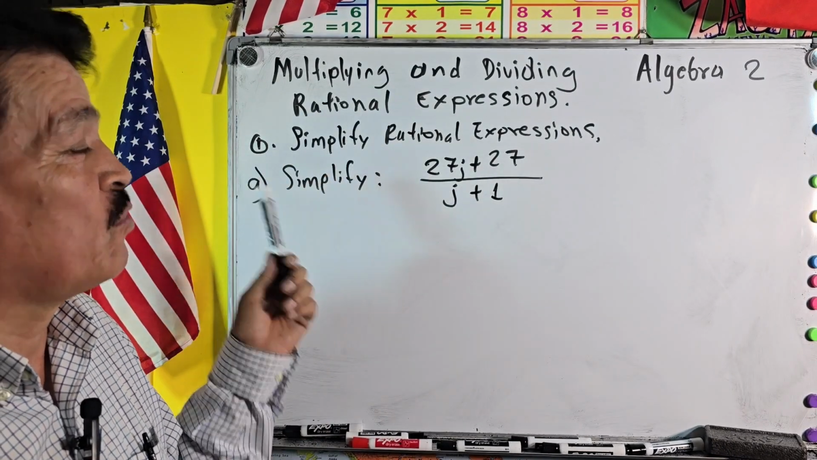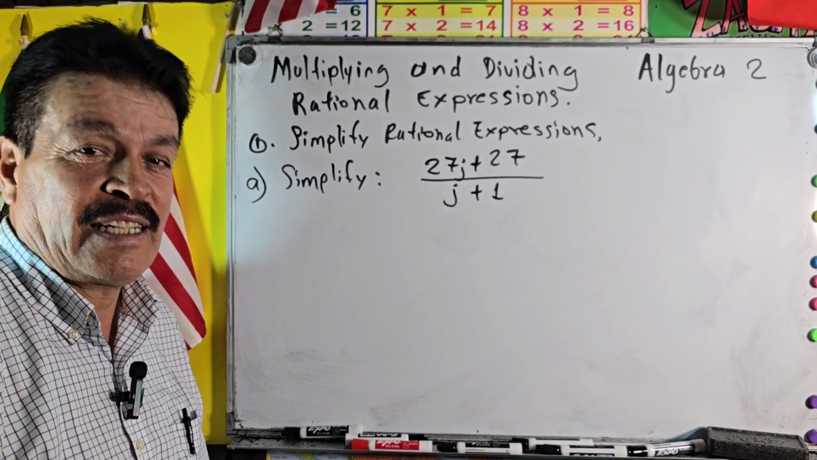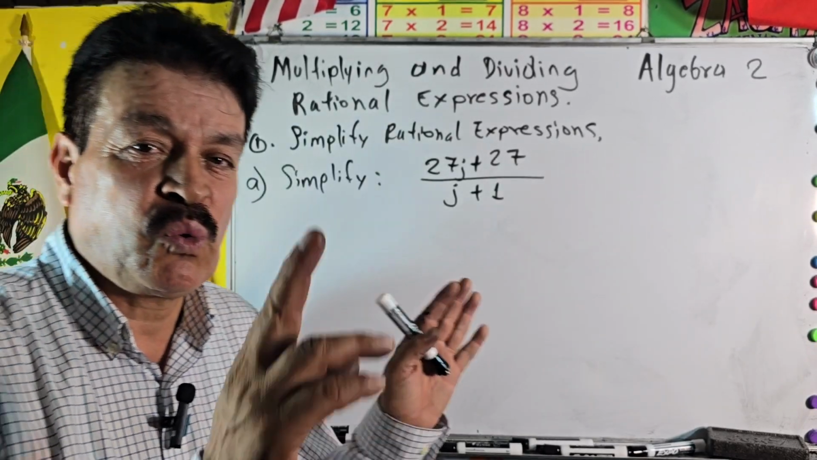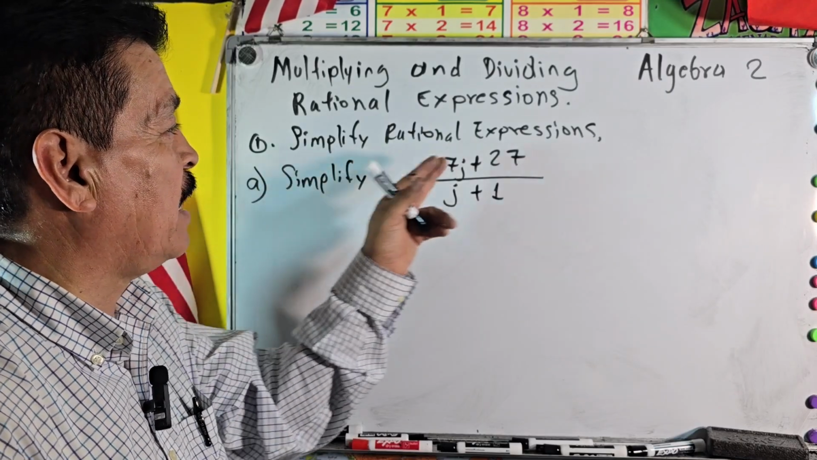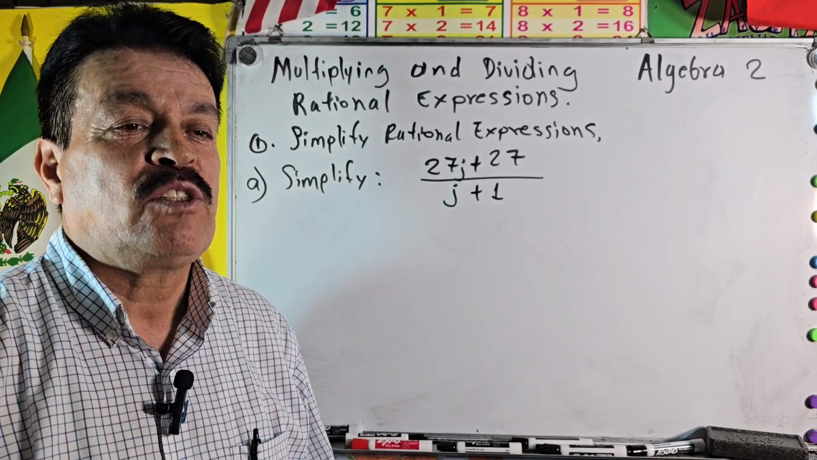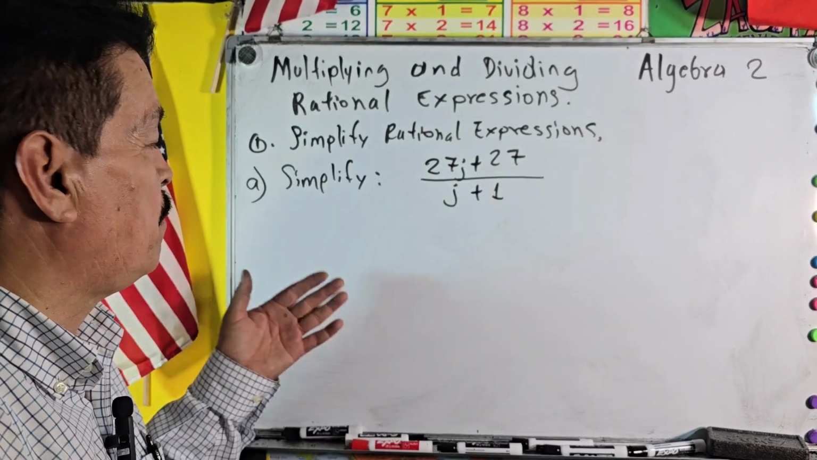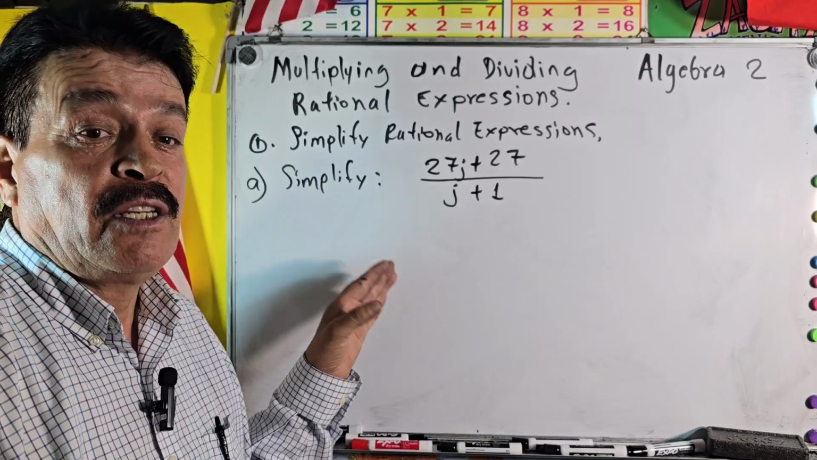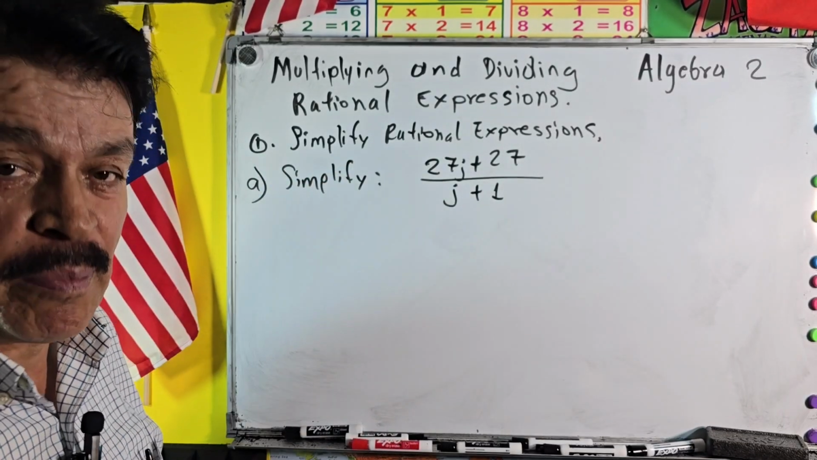Multiplying and dividing rational expressions. I will divide my class into two sections. In the first section, I will simplify rational expressions. In the second part of my class, I will multiply and divide rational expressions. I'm going to give some examples in each topic, okay?